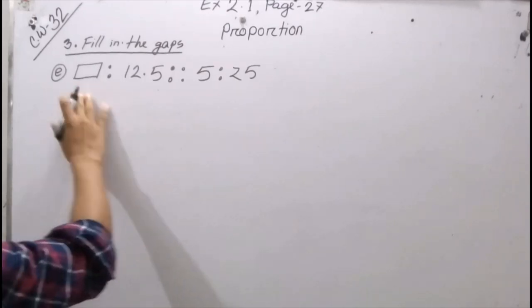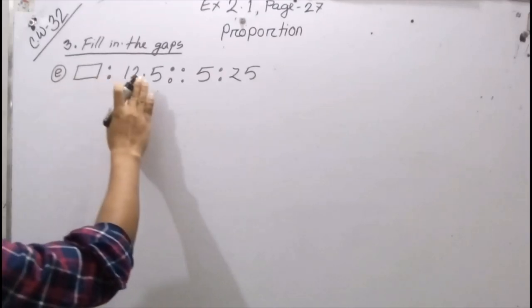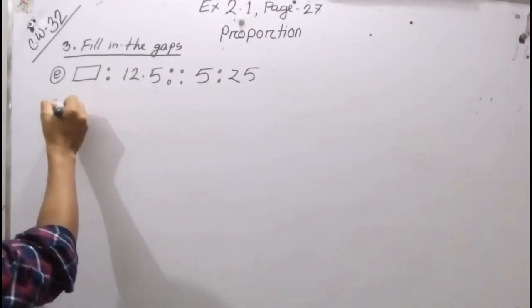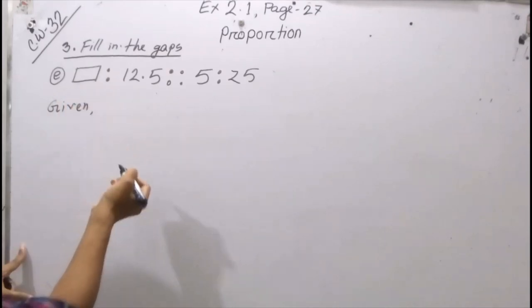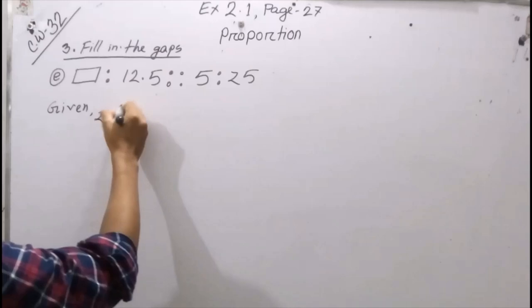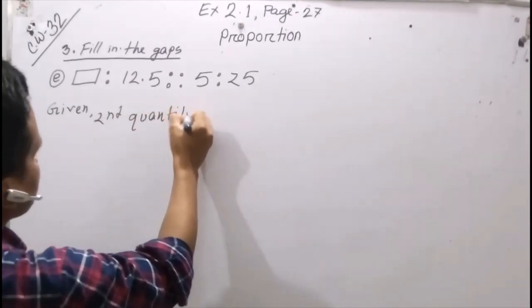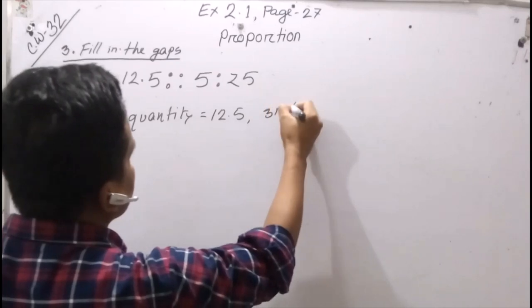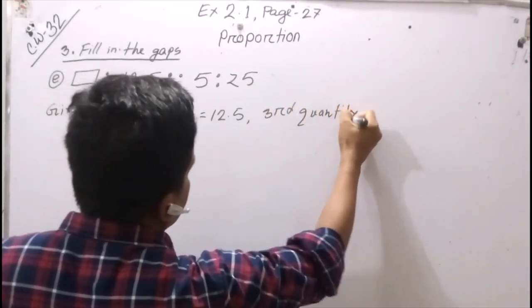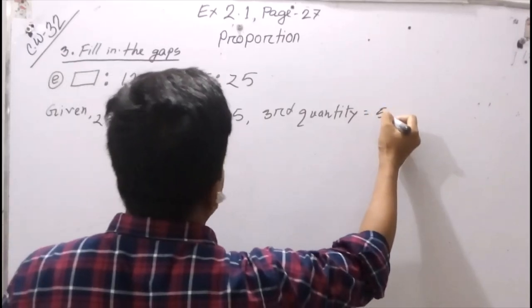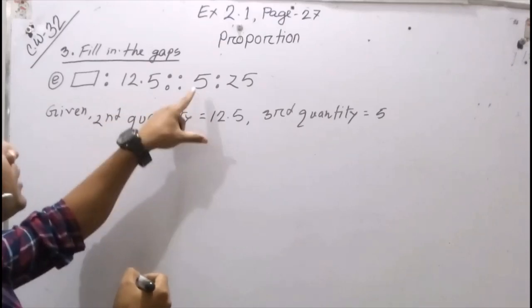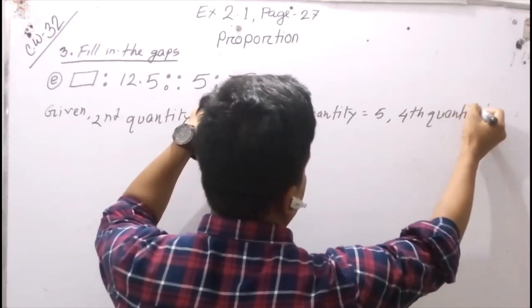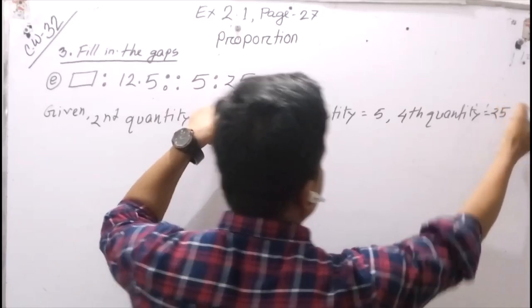So number E, here given also the same pattern. This one we take as first quantity, this one second, this one third, this one fourth. So again you have to find the first quantity here. So now write given. First quantity you have to find out. Here given the second quantity is equal to 12.5, third quantity is equal to 5, and fourth quantity is equal to 25.